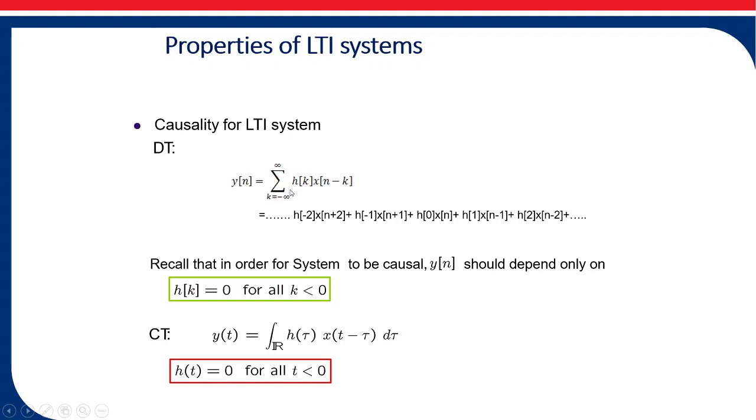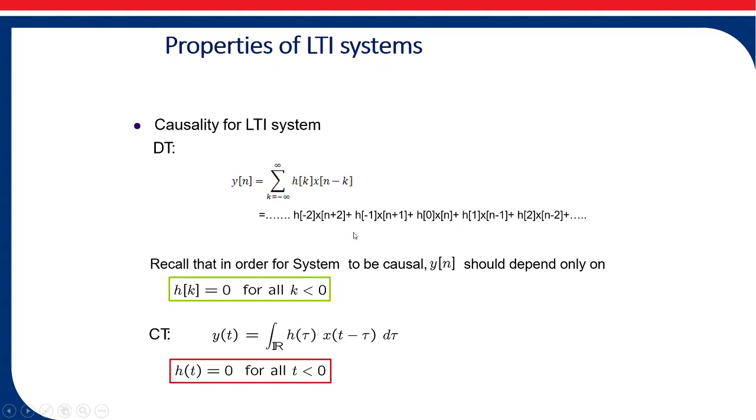The same equation can be written using the commutative property of convolution as a summation from k equal to minus infinity to plus infinity h of k x of n minus k. Then the same summation can be split. The negative k value terms are h of minus 2 x of n plus 2, h of minus 1 x of n plus 1, right from minus infinity. And then the 0th value term at k equal to 0, h of 0 x of n, h of 1 x of n minus 1, h of 2 x of n minus 2, and so on.